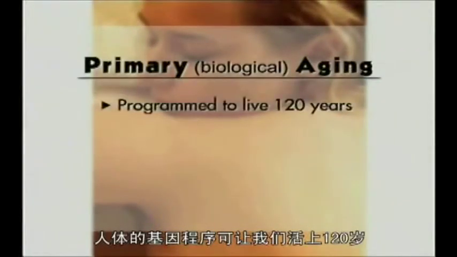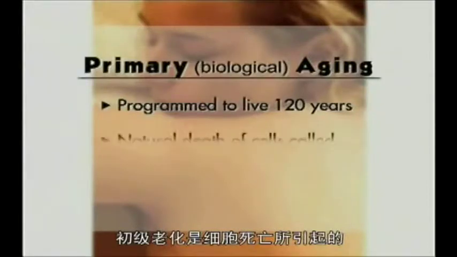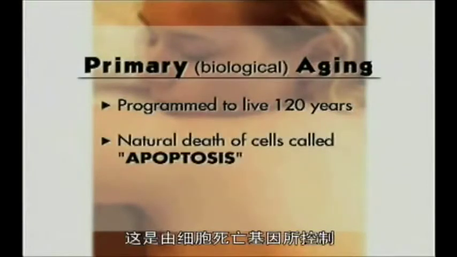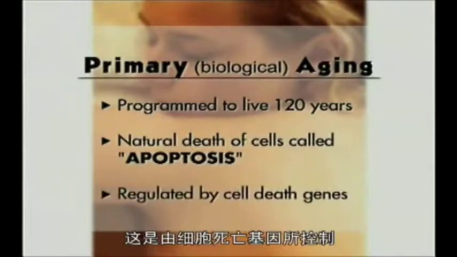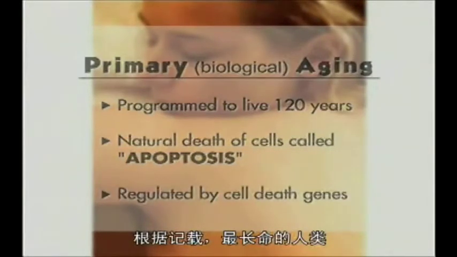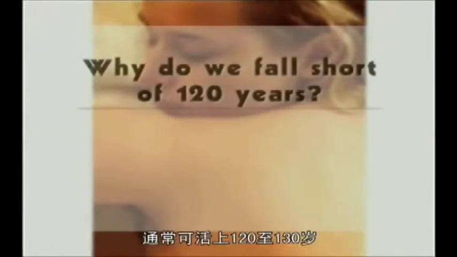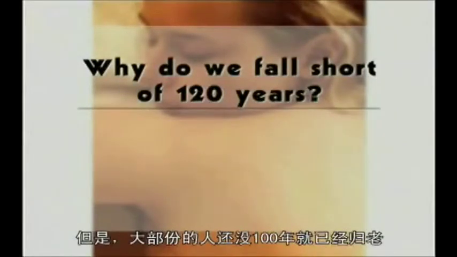Genetically, we are programmed to live 120 years. Primary aging is the result of apoptosis, which is the natural death of cells, regulated by the genes called cell death genes. On record, the longest living human usually lived to around 120 to 130 years of age, but most of us never get past the century mark.